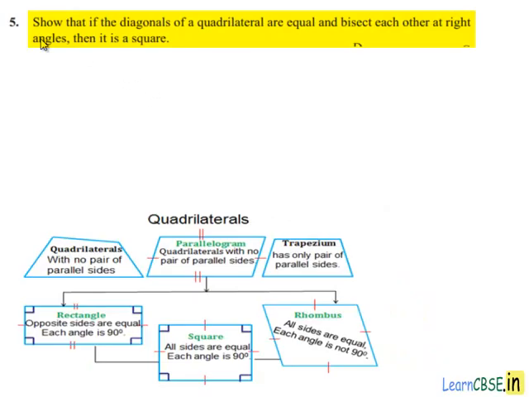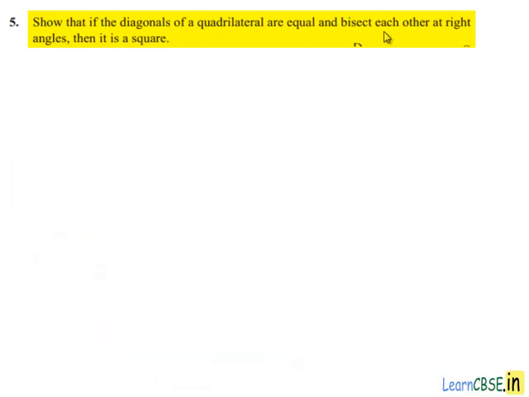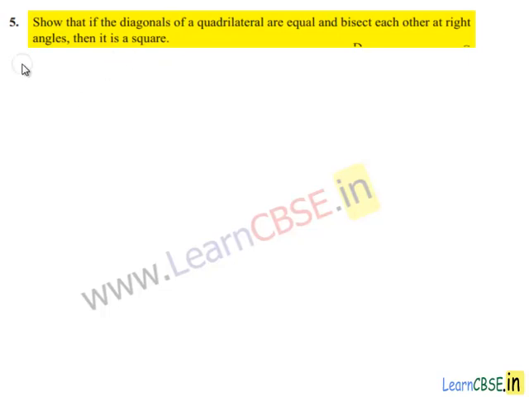Moving on to the fifth question: show that if the diagonals of a quadrilateral are equal and bisect each other at right angles, then it is a square. Now moving on to the solution. Let us note down the given information.